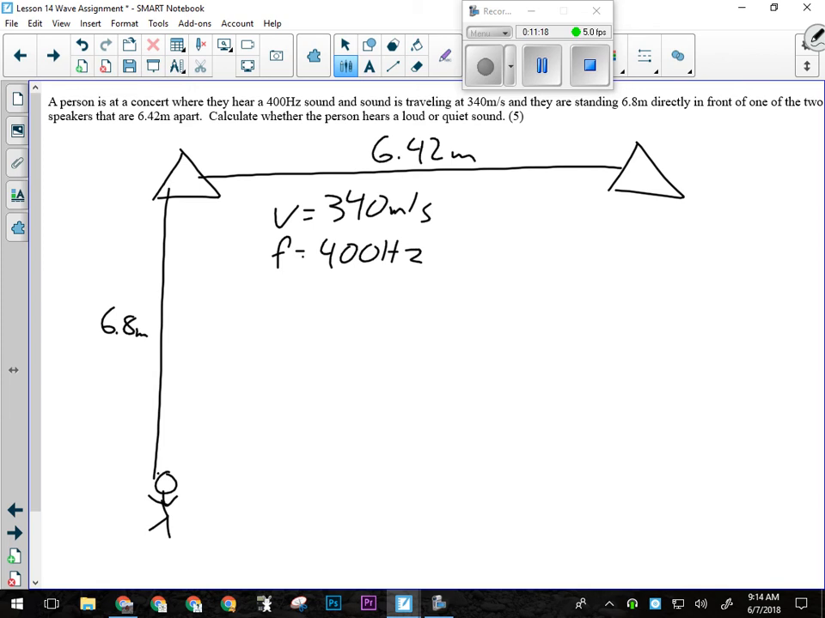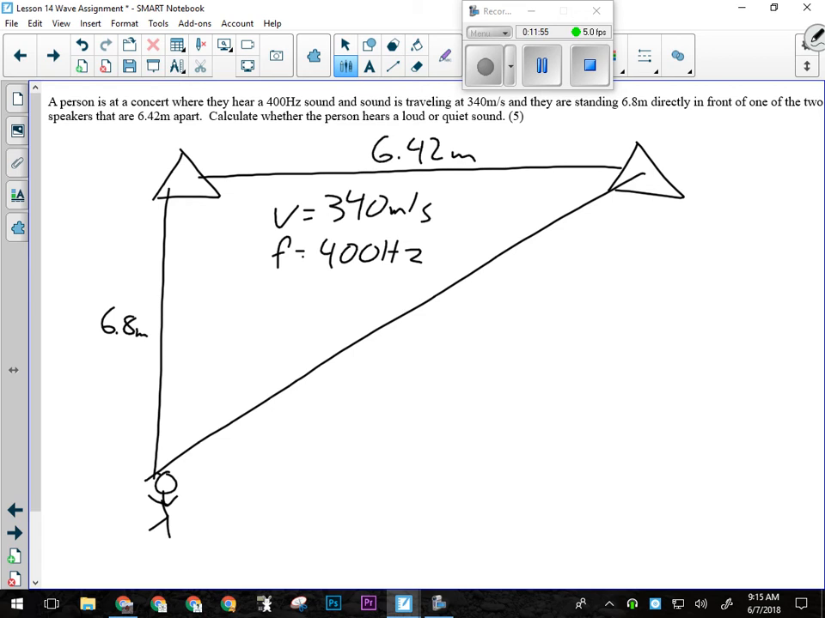What determines whether this person hears a loud or quiet sound? What kind of interference needs to happen for them to hear a loud sound? Constructive interference. So basically what determines whether there's constructive or destructive interference at this point is how many wavelengths the sound travels from each source to the listener. If the difference in travel is a full wavelength, then they're in phase and the person hears a loud sound. If the distance is half a wavelength, then they're going to arrive completely out of phase and we're going to hear a quiet sound.